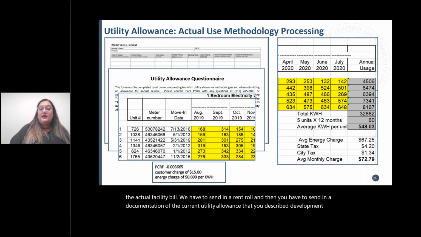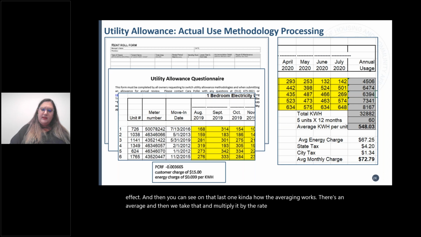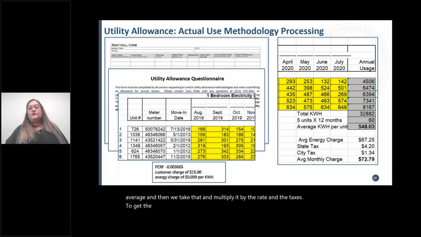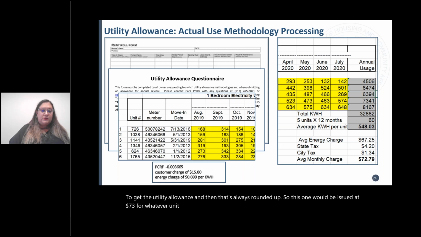Here's kind of what that looks like. You've got a rent roll, you've got a questionnaire, you've got the spreadsheet you can see there, and then there's the snippet that shows the rates that are in effect. And then you can see on that last one kind of how the averaging works. There's an average, and then we take that and multiply it by the rates and the taxes to get the utility allowance, and then that's always rounded up. So this one would be issued at $73 for whatever unit size this was. I think that's 1 bedrooms. And that would be in the letter that you get from us.